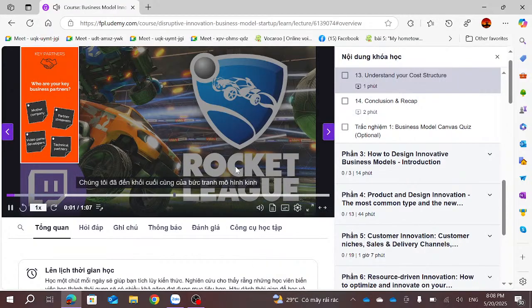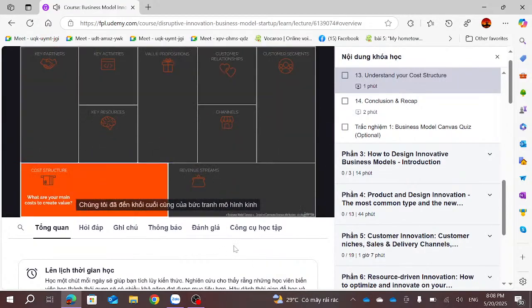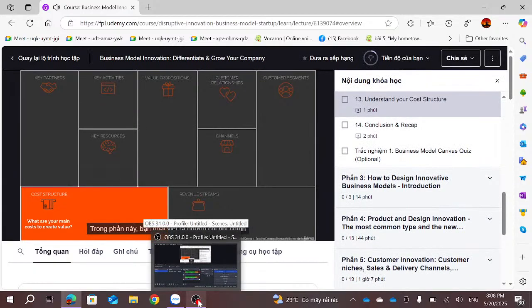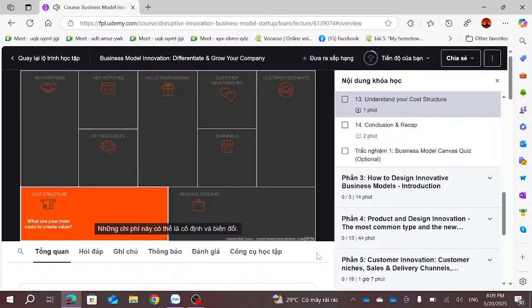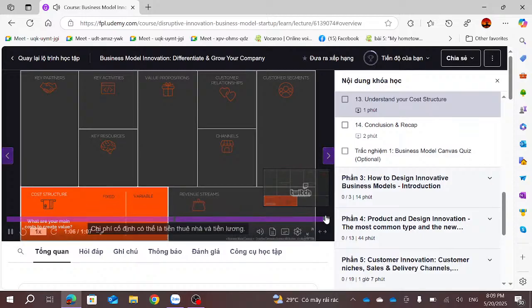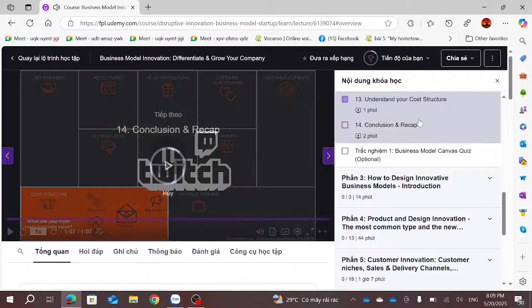Okay, everyone, we arrived at the last block of the business model canvas, which is the cost structure. In this block, you have to write down what are the main costs involved to produce your value proposition. These costs can be both fixed and variable. Fixed costs can be rent, structure and office rent.